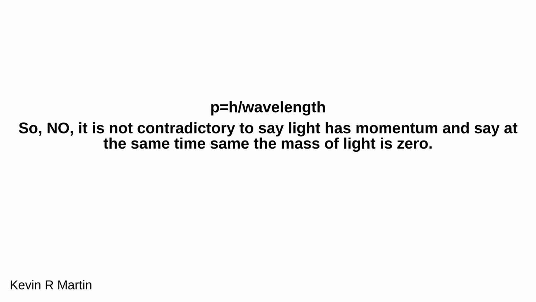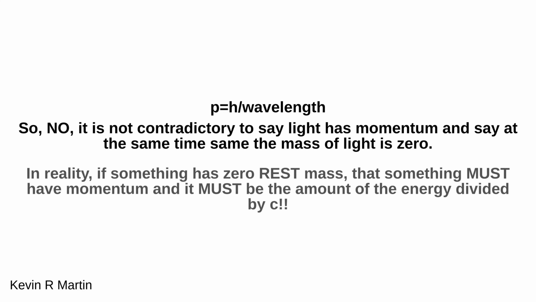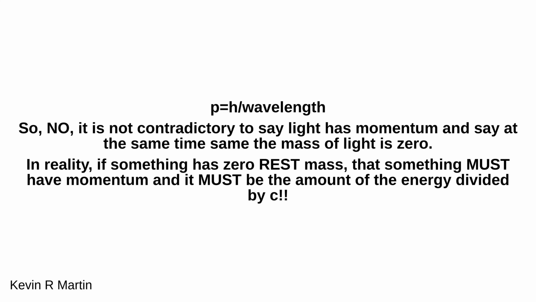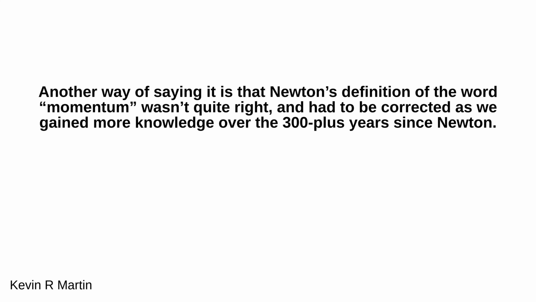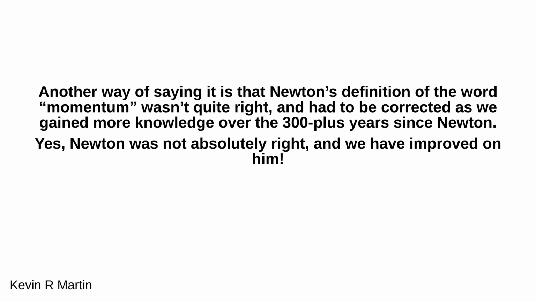So, no, it is not contradictory to say light has momentum and say at the same time the mass of light is 0. In reality, if something has 0 rest mass, that something must have momentum and it must be the amount of the energy divided by c. Another way of saying it is that Newton's definition of the word momentum wasn't quite right and had to be corrected as we gained more knowledge over the 300+ years since Newton.